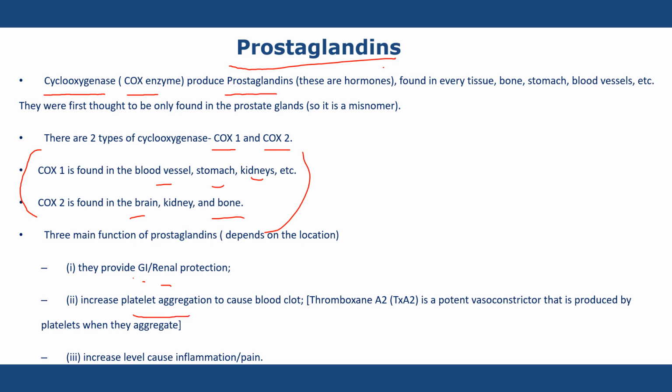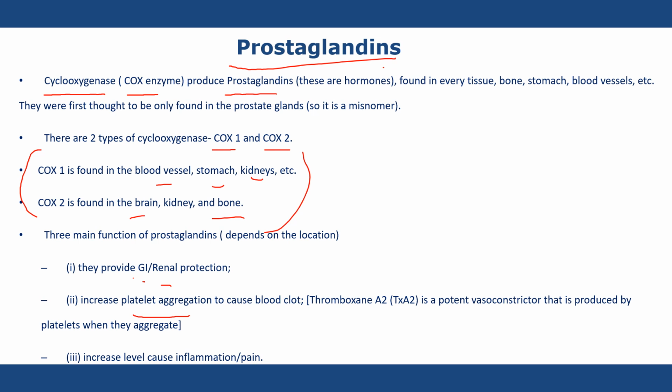Recall from anticoagulant lecture that anytime we have an injured blood vessel, platelets have a natural affinity towards the injured blood vessel, and their role is to develop a blood clot so that we do not bleed to death. So it's a good thing, right? Now, prostaglandins are going to enhance that platelet aggregation process so that we can make that blood clot.